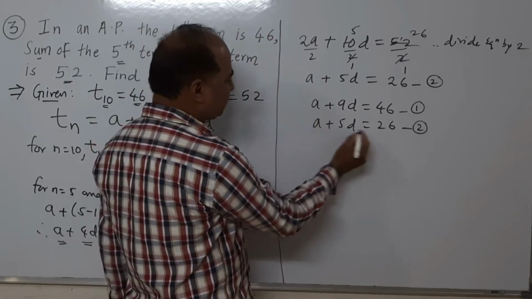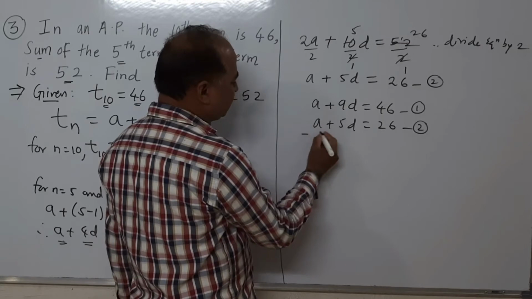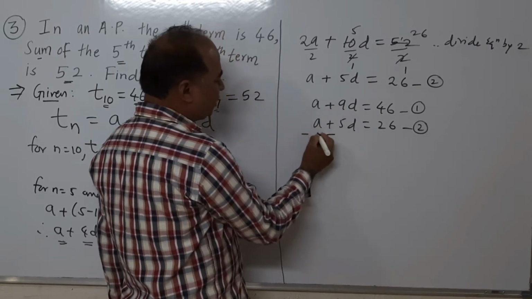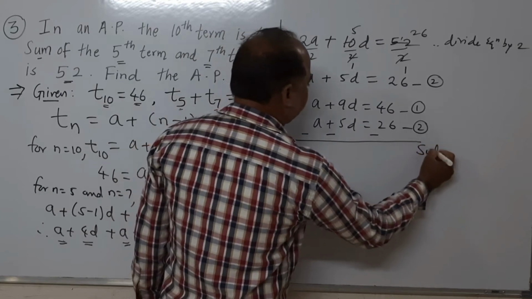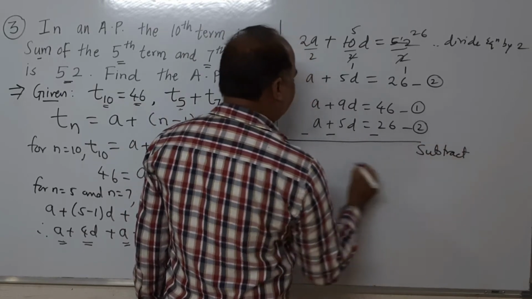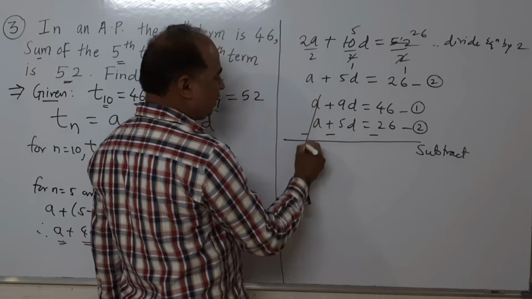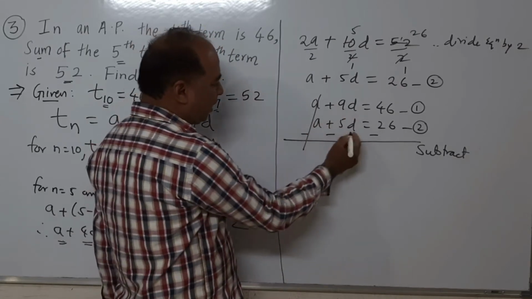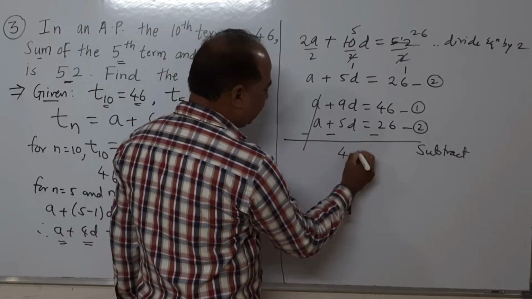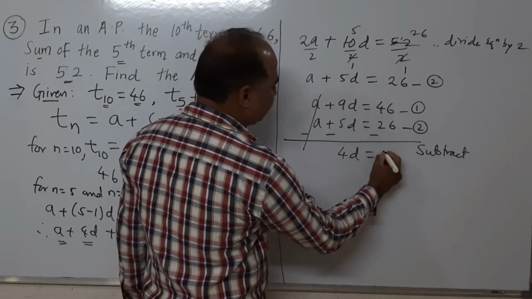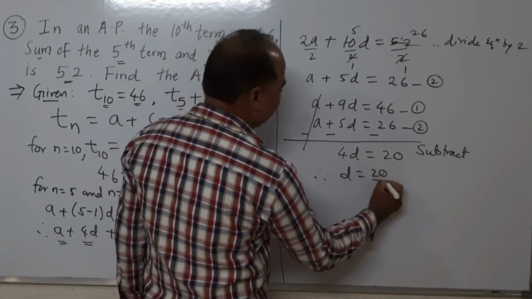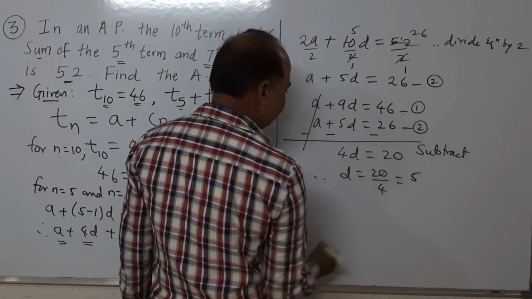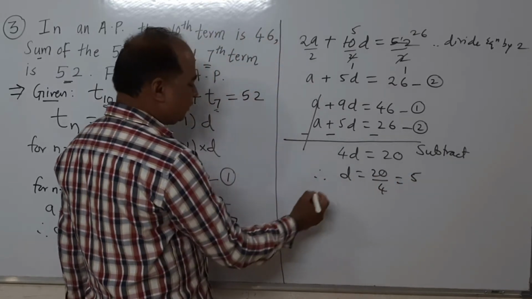Here we will subtract the second equation from the first. Changing the sign of the second equation: minus a, minus 5d and minus 26. Subtracting the equations, a minus a cancels to 0. 9d minus 5d is equal to 4d. 46 minus 26 is equal to 20. Therefore, d is equal to 20 upon 4, which is equal to 5. So d is equal to 5.